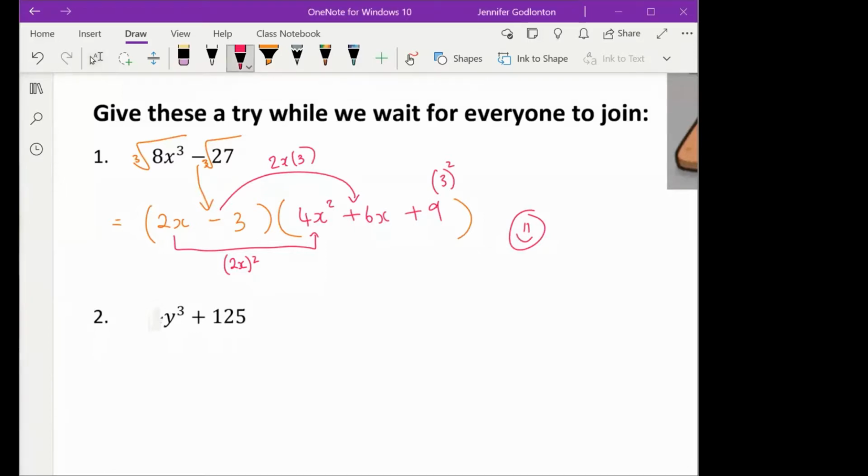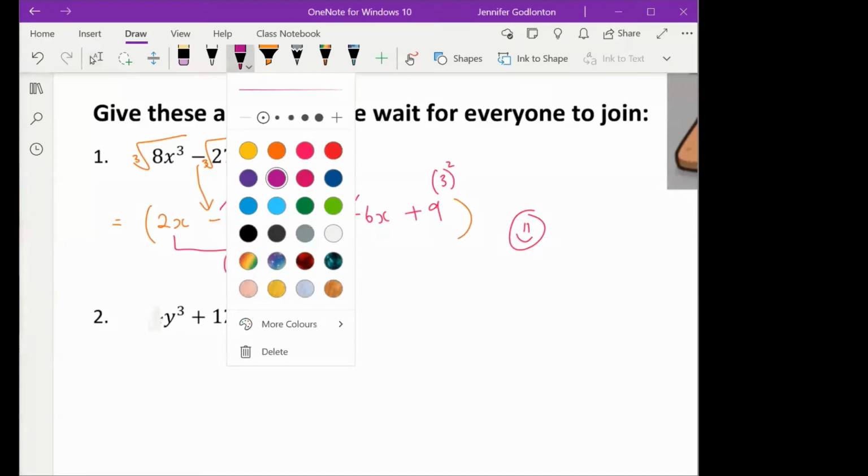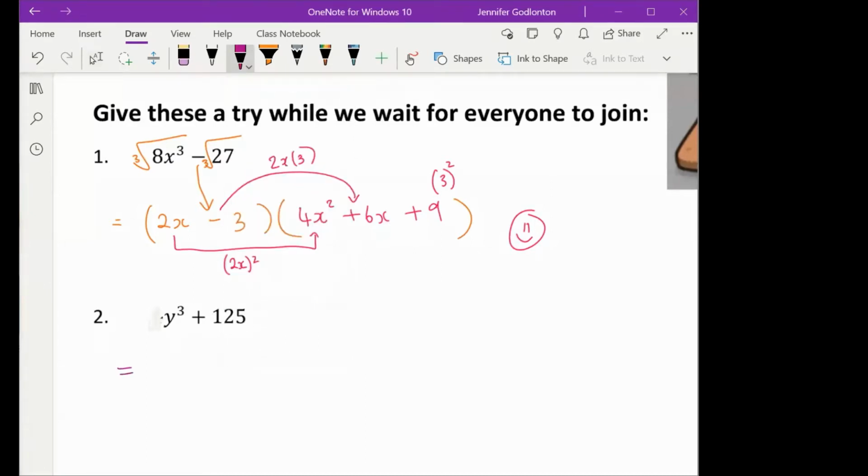Okay, so ma'am, in the first bracket, I said y plus 5. Good. And in the second bracket, it's y squared minus 5y. Good. Plus 25. Excellent. Excellent. Nice, guys. So this was a difference and sum of cubes.